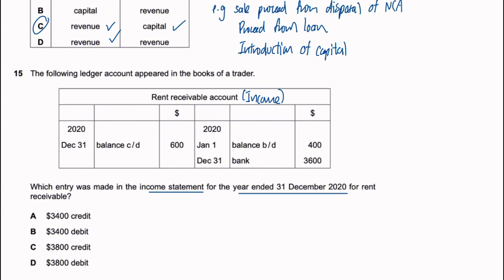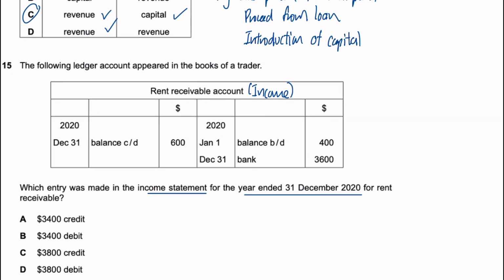Okay, so before that, you need to know that a credit opening balance means that it's a prepaid. Because a prepaid income is a liability, because your customer already paid you, but you still owe them a service or a good. So this is a current liability.